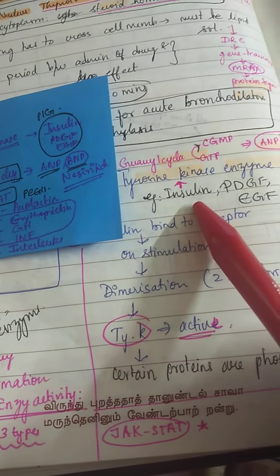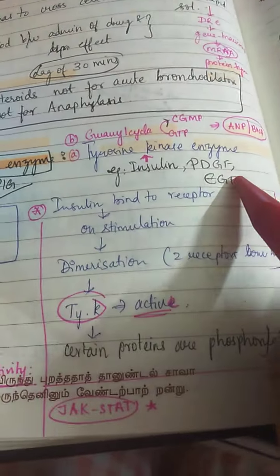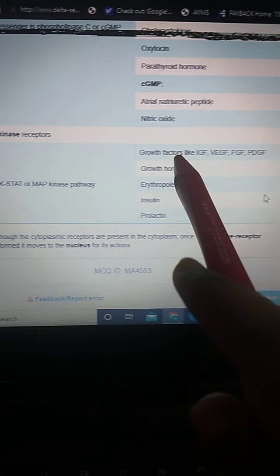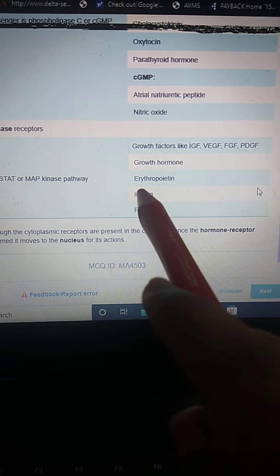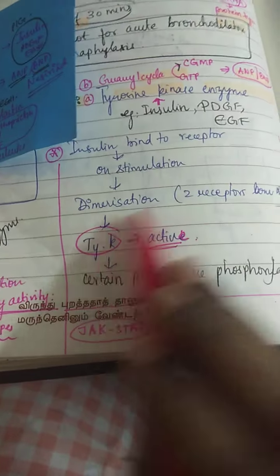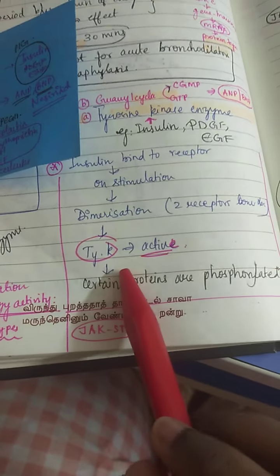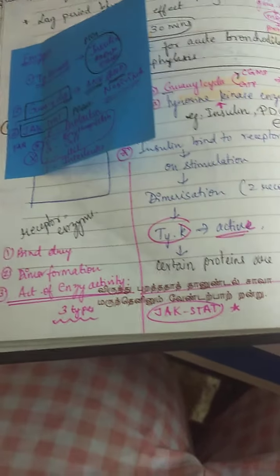And then we have the tyrosine kinase, which acts through the JAK-STAT pathway. For example, insulin, through the MAP kinase pathway, and the growth factors like EGF, VEGF, growth hormone, erythropoietin, insulin, prolactin, all these things. Once insulin binds to the receptor, dimerization of the receptors will happen, and then the tyrosine kinase will become active and certain proteins are phosphorylated, and thus an action is produced.